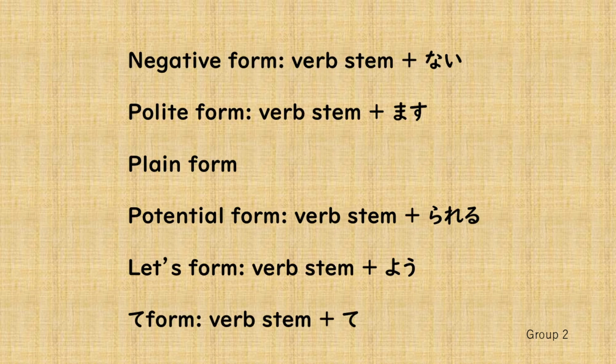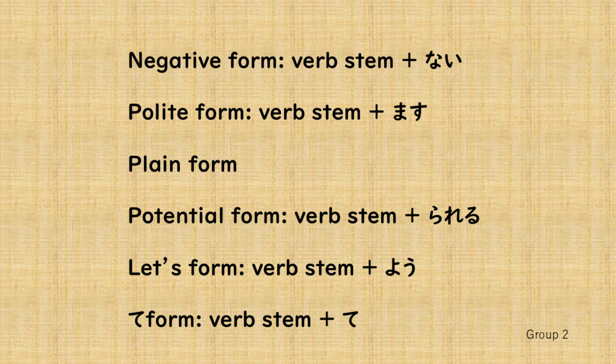Here are the rules of Group 2 verbs. Negative form, verb stem plus ない. Polite form, verb stem plus ます. Potential form, verb stem plus られる. Let's form, verb stem plus よう. Te form, verb stem plus て.